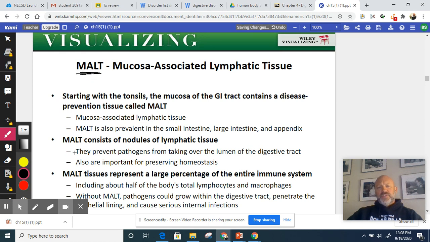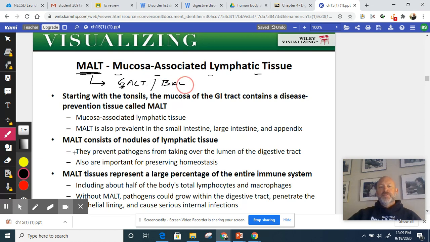MALT. MALT stands for mucosa-associated lymphatic tissue. So starting with the tonsils, we see MALT. Then it continues throughout most of the GI tract. We can break down MALT into a couple different subcategories. GALT is gut-associated lymphatic tissue. So throughout the whole gut, if there's bacteria that are trying to invade the gut, well, there's lymphatic tissue that are looking for that kind of bacteria.